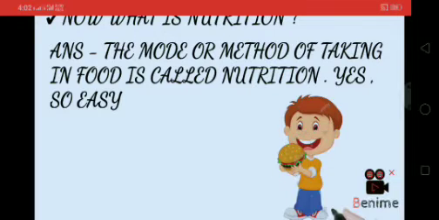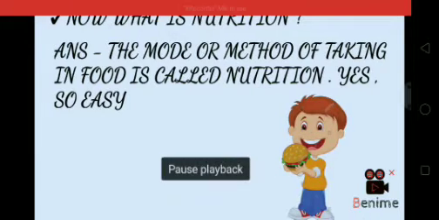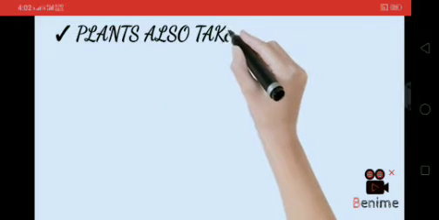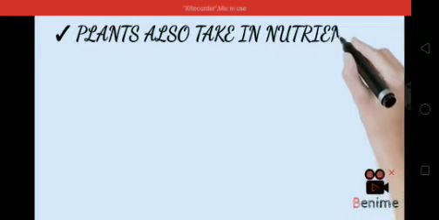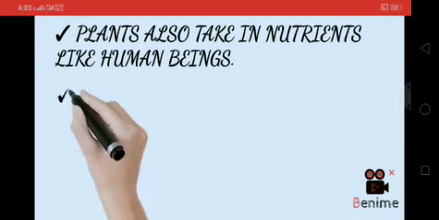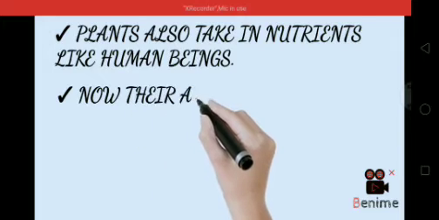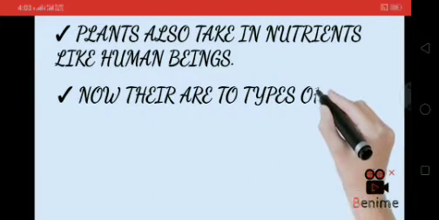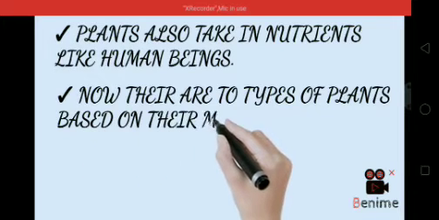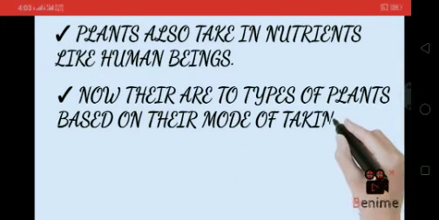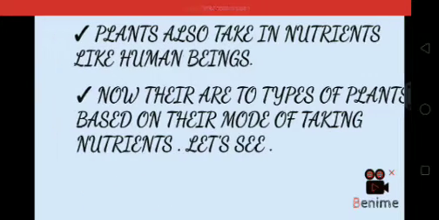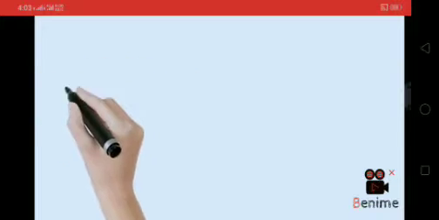Okay, so let's go further. Now we know what plants are. Plants also take in nutrition. Everyone takes nutrition. For example, human beings also take in nutrition. Like that only, plants also take in nutrition. Now there are types of plants, and the basics of how their mode of taking nutrition works. So let's see what the modes of nutrition are over here.